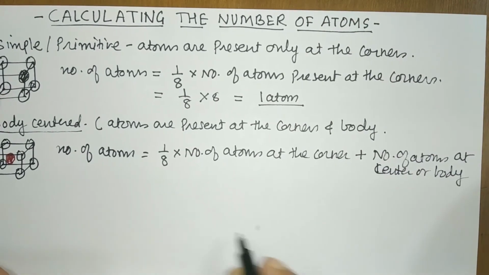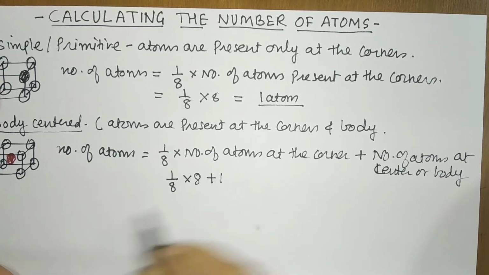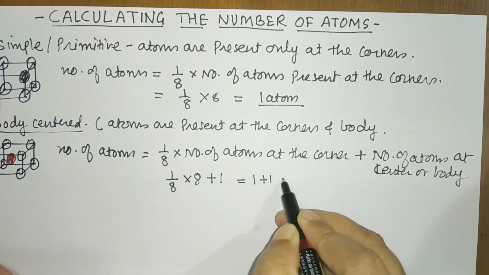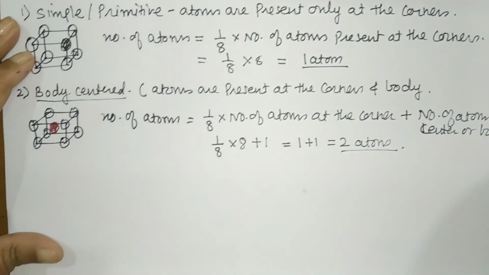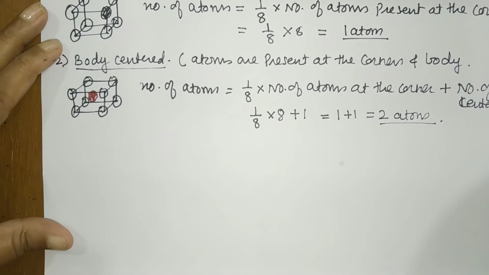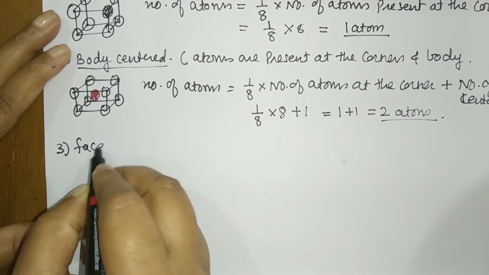So what is the contribution, student? 1/8 into 8 plus 1. So that will come to 1 plus 1. So how many atoms? So there are only 2 atoms contribution per unit cell if it is a body centered unit cell. Come to the third one, that is face centered.